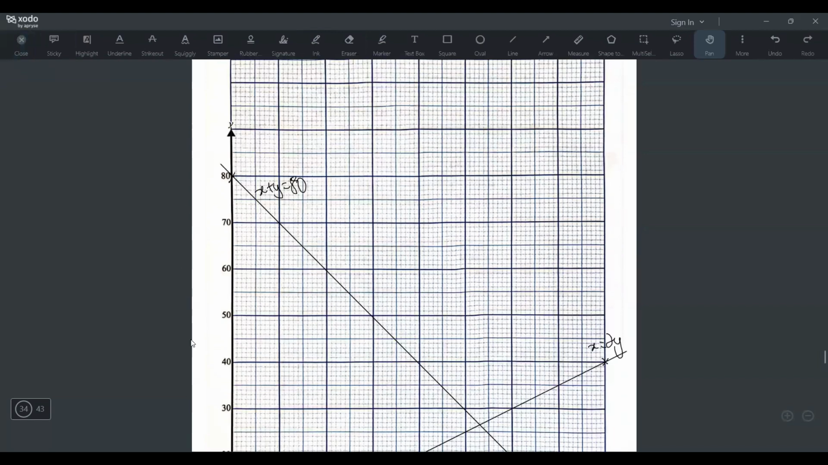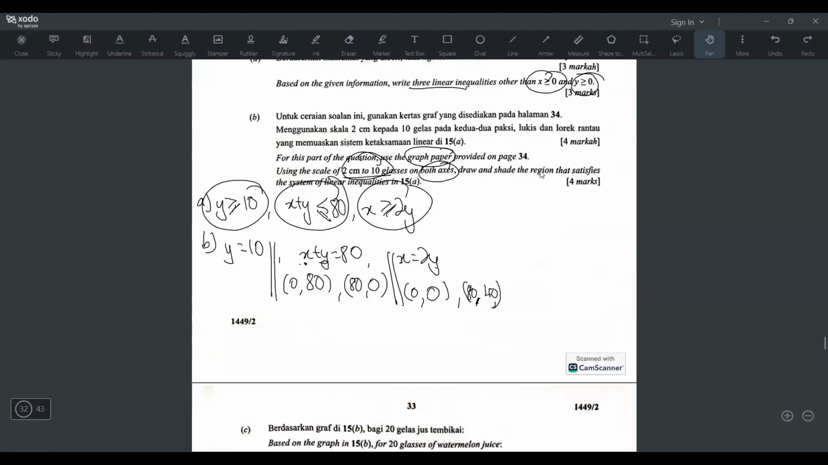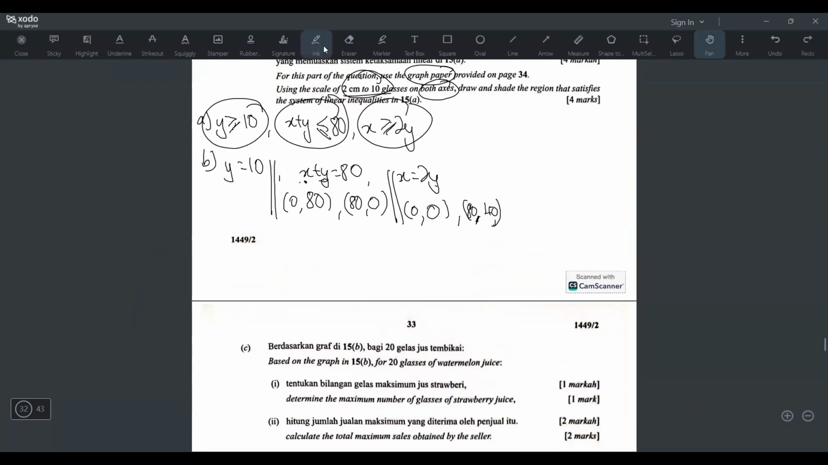Okay, now you have to shade the region, because the soalan memang macam tu kan. You see, draw and shade the region that satisfies the linear inequalities. So when we shade the region, we have to look at this symbol, the inequality sign, right? If it's bigger, we have to take atas garisan. If it's smaller, we have to take bawah garisan.